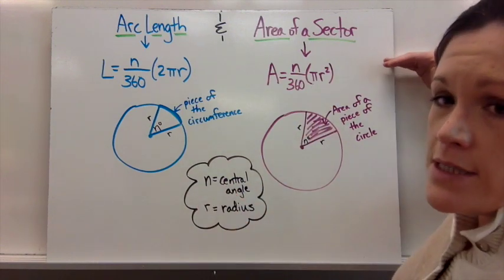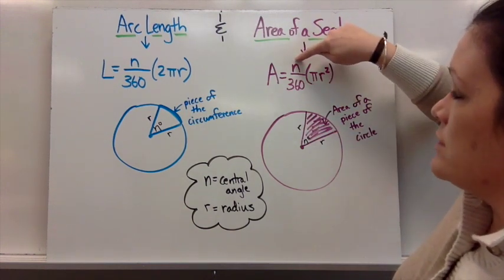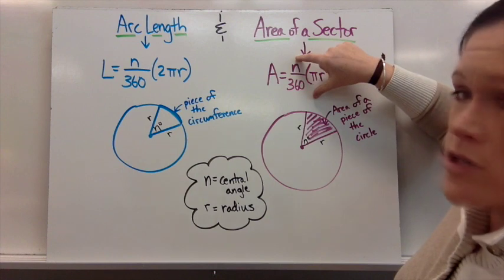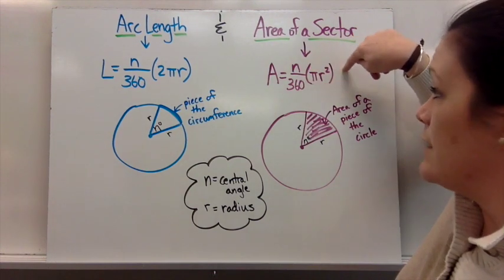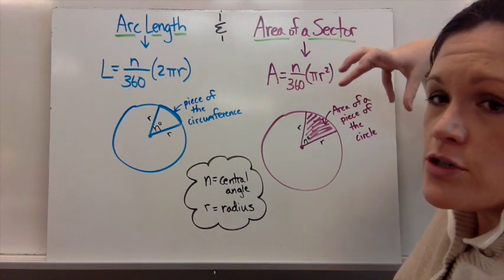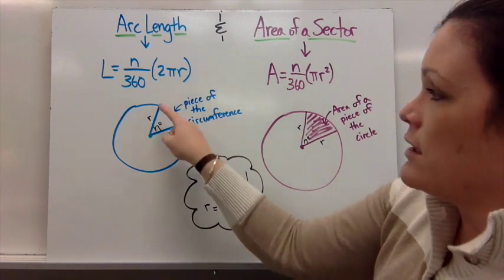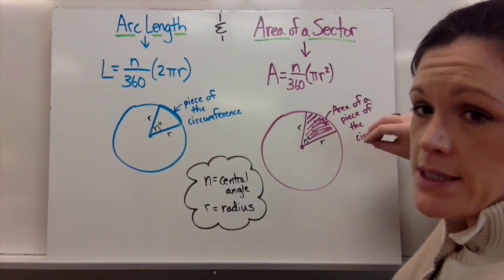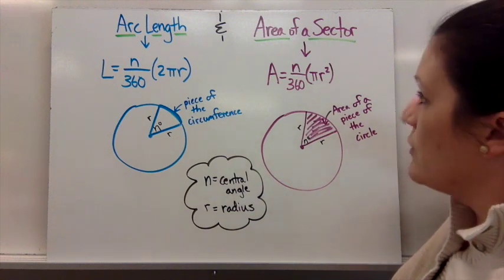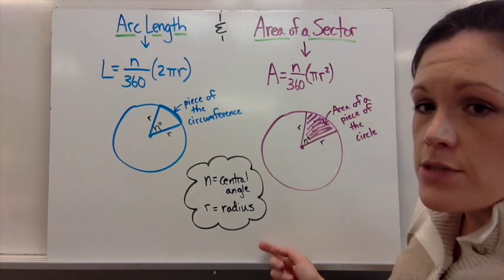But area of a sector is finding like the whole piece of the pizza. So you need the fraction of the circle you're talking about: the measure of the central angle divided by the total of 360 times the area of the circle, because you're looking for a part of the whole area. So arc length is a piece of the circumference, and area of a sector is a piece of the whole circle. So their formulas look a lot alike. N is the central angle, and R is the radius.